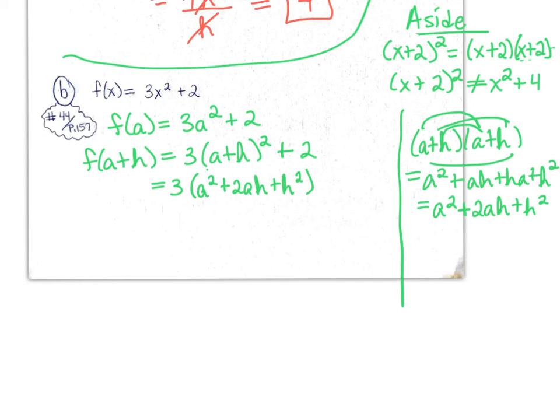Did we not distribute that 3 into the rest of it? Not yet. Remember, we have to finish writing it first. So we have to add plus 2. Now that we've added plus 2, you would now do what? Now you distribute your 3. So you get what? You get 3a squared plus 6ah.